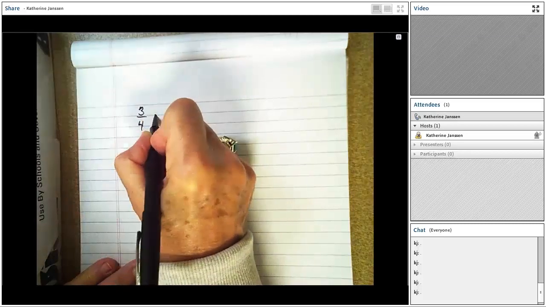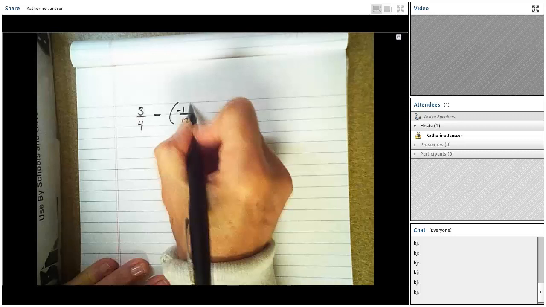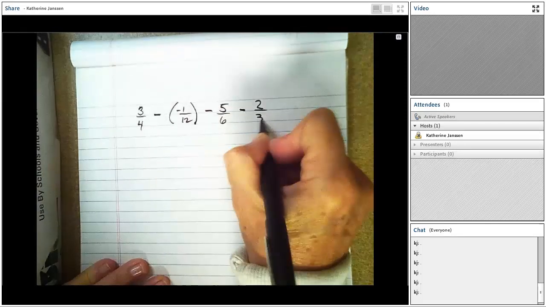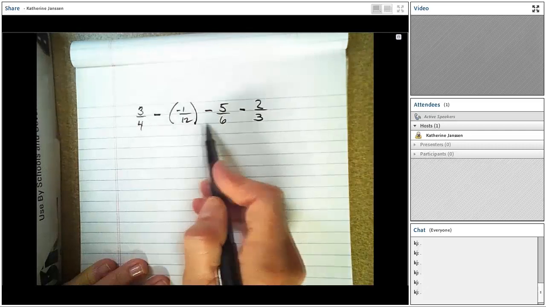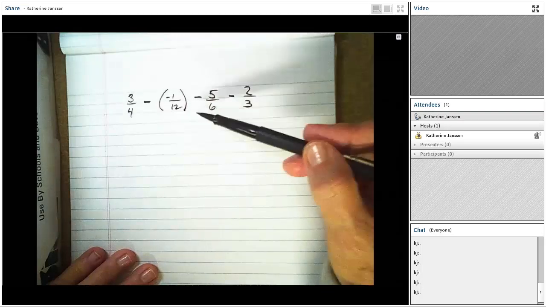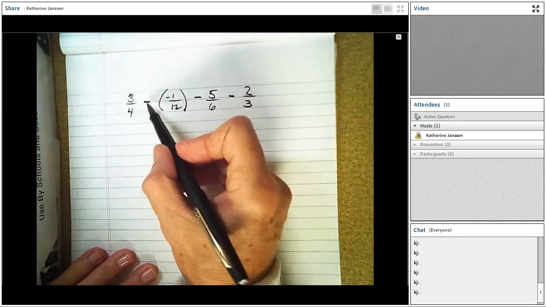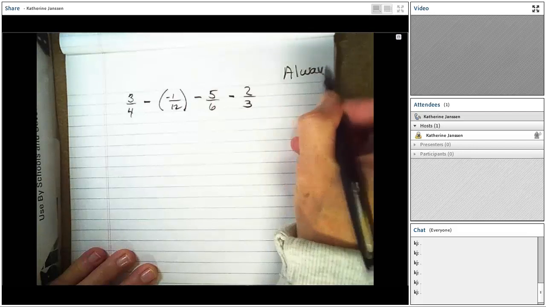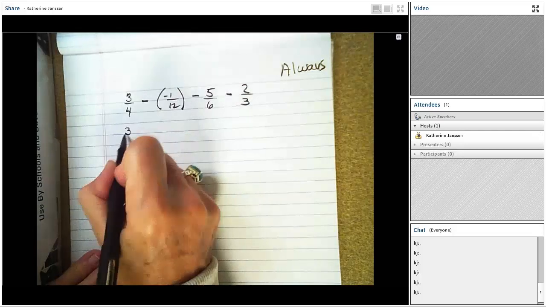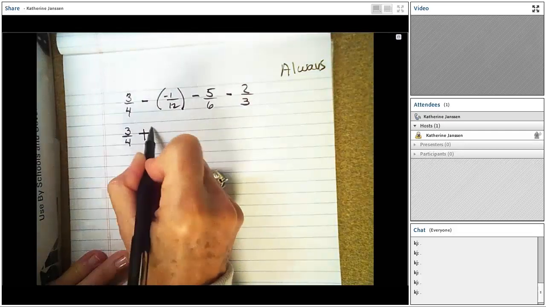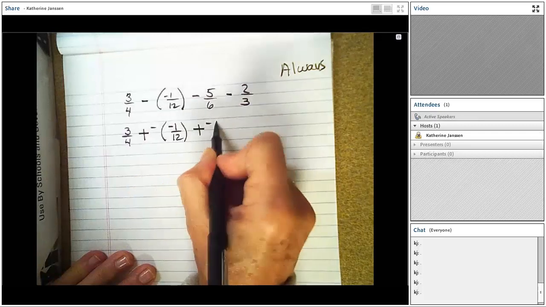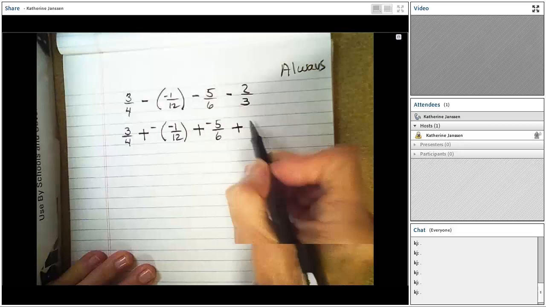Three-fourths minus a negative 1/12 minus 5/6 minus 2/3. Well, this is working with fractions. I see I have that subtraction going on, so I always change subtraction to addition and add the opposite.